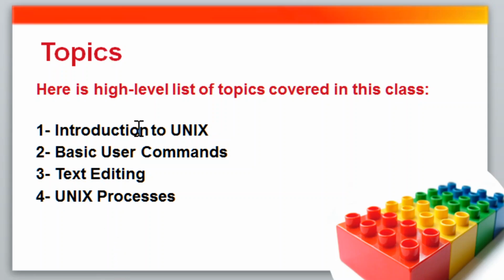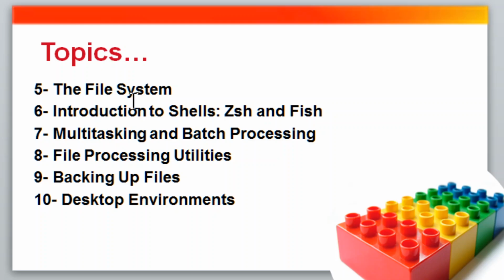We're going to introduce you to Unix. We're going to show you some basic user commands. We're going to go over some text editing, such as VI and Vim. We're going to go over UNIX Processes. We're going to talk about the file system and how it works and how the hierarchy is set up. We're going to introduce you to some shells such as Z shell and fish shell, as well as the default bash shell. We're going to go over multitasking and batch processing. We're going to discover some file processing utilities. We're going to go over the very important topic of backing up files using CPIO, tar, gzip, and more. And then we're going to introduce you to some desktop environments such as KDE, Debian, Ubuntu, and others.